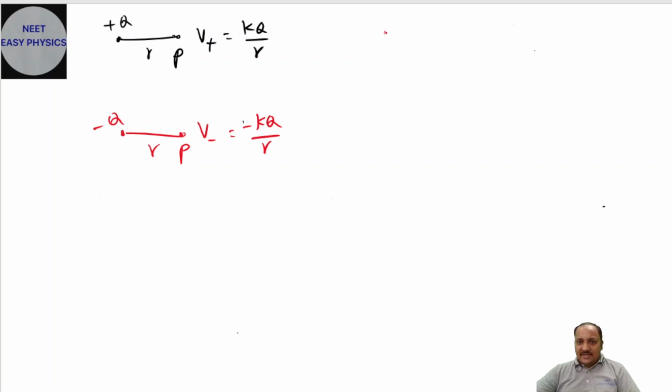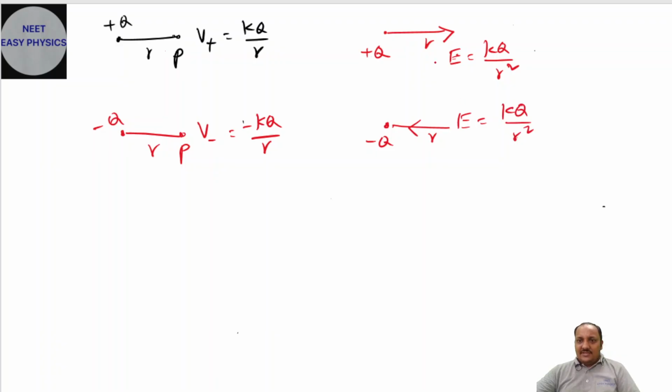But in case of electric field, if you are taking a positive charge, the electric field direction will be away. E is equal to kq by r square. This is the magnitude. If you are taking a negative charge minus q, the electric field intensity will be towards it at some distance r, kq by r square. This is the magnitude. See the direction: for this it is going to be right side, i cap. For this it is going to be left side, minus i cap.